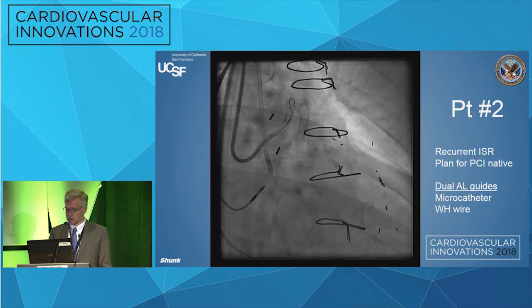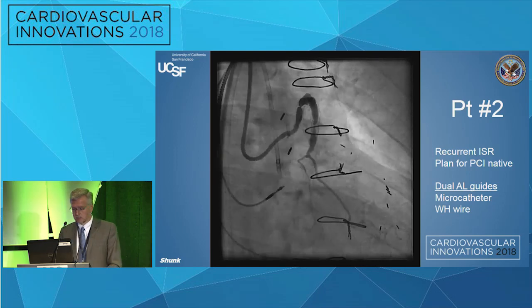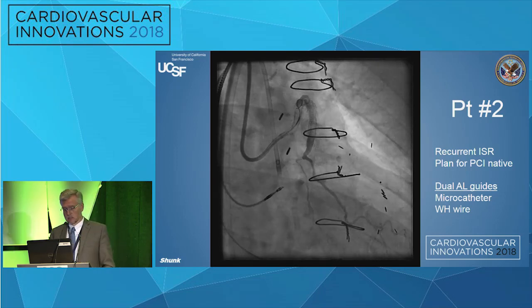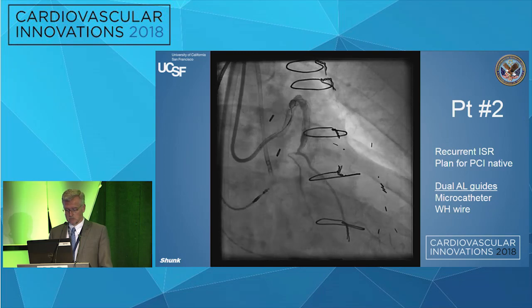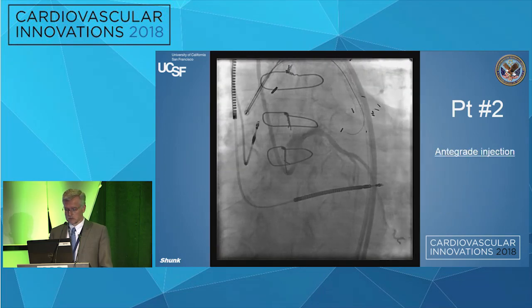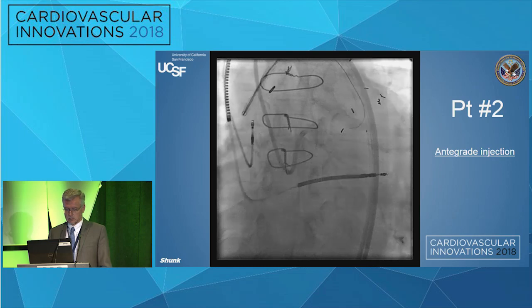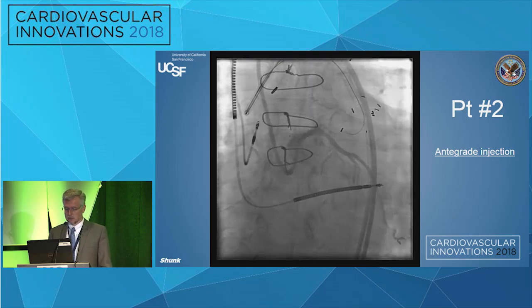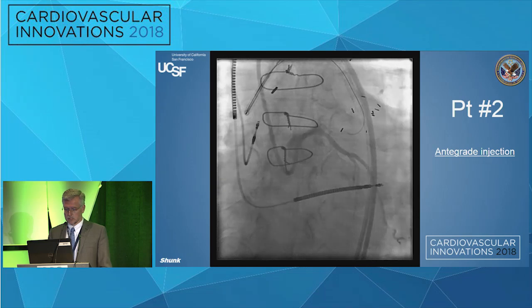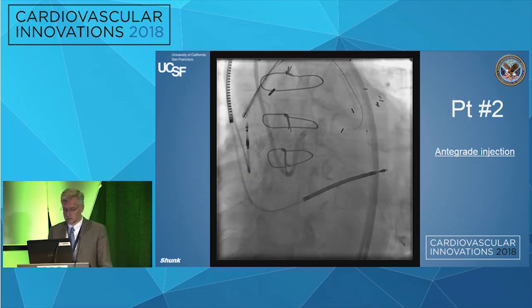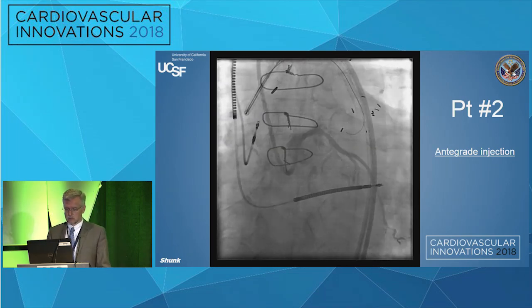So here we have two Amplatz guides. We've got a microcatheter and wire in the vein graft that's going to the ramus, and we've got a guide that we're going to use in the native left circulation. So here's an injection into the native left. You see the wire has traversed down through the lesion and is coming back in the target vessel toward the occlusion point of the ramus.